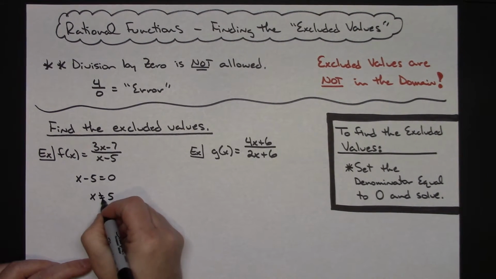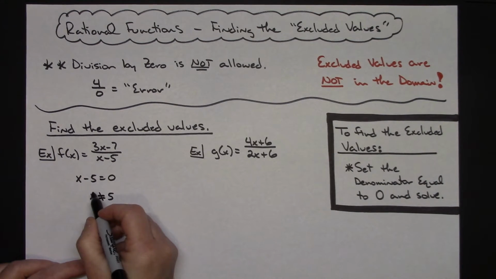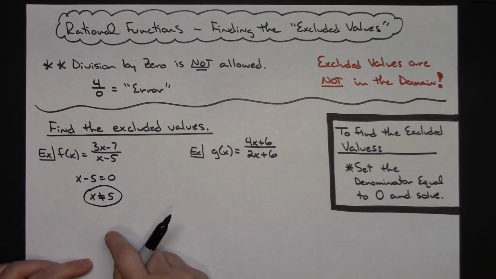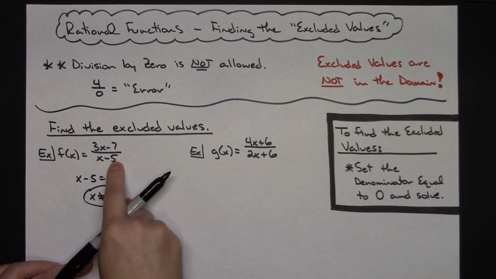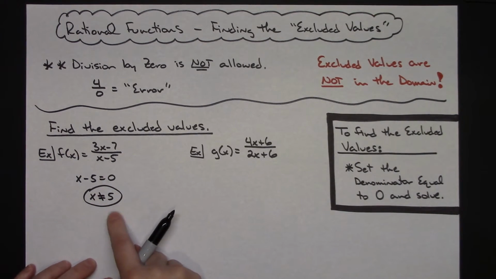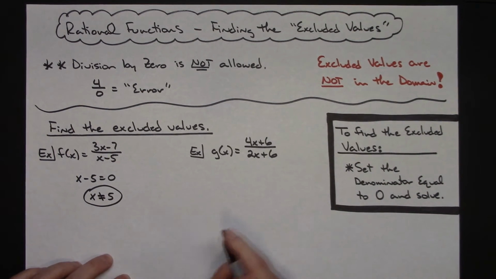But I'm really going to write this as x cannot equal 5. It is an excluded value from my domain. It's an excluded value because if I let x equal 5, I plug that back in there, I would get 0, which would be division by 0, and that's not allowed. So my excluded value here is going to be 5.